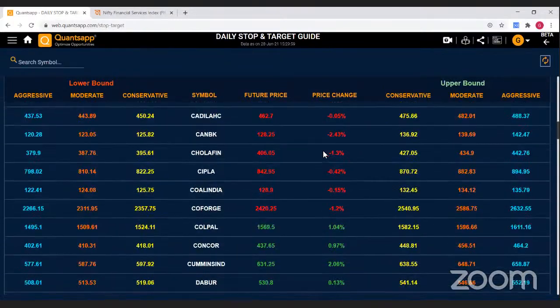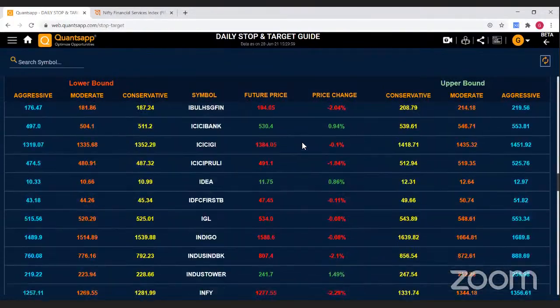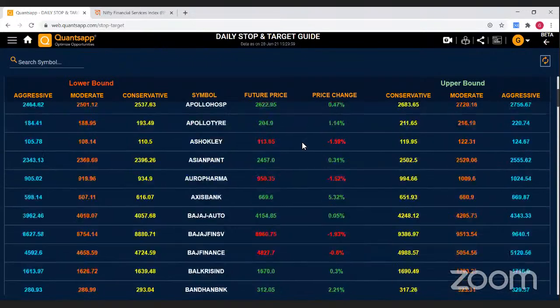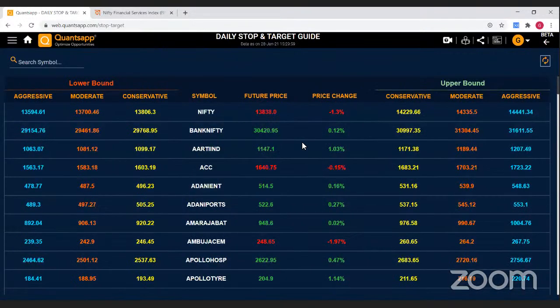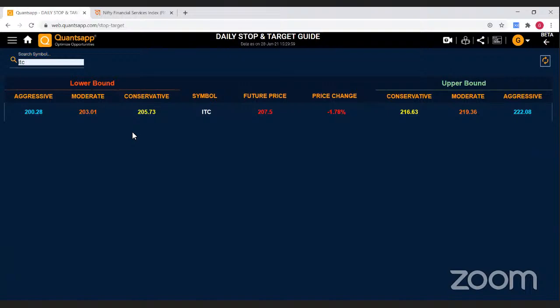So this is just a very simple tool as well, but it becomes very unique when you want to know the levels based on the volatility, what the 1 day volatility is, and how a stock price movement can go on the upper and the lower side. You can also search for a particular symbol, let's say ITC. Once I search ITC, I can see the ITC future price, the price change that happened, and based on the volatility, what is my conservative upper bound and lower bound.